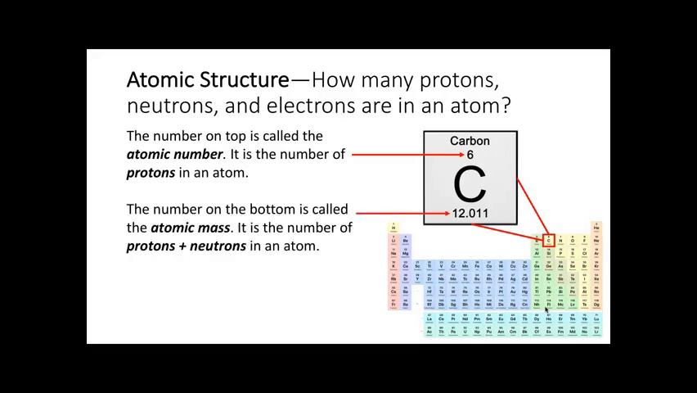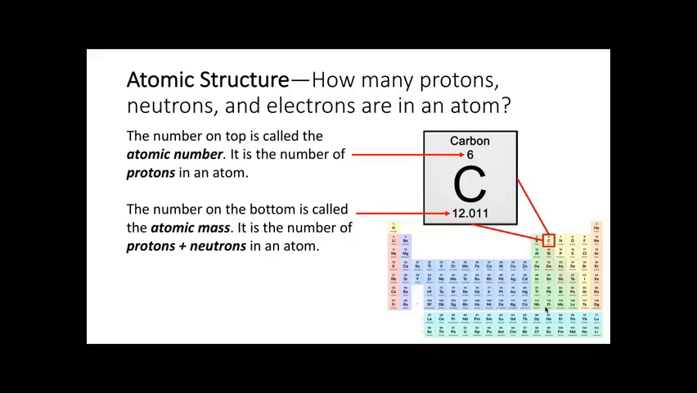The bottom number, on the other hand, is usually going to have a decimal place, but we're going to round it to the nearest whole number. It's usually pretty close, usually only off by 0.1 or less, so it's pretty easy to round. For carbon, it's 12.011. We're going to round it to 12. That number 12 is the atomic mass. The atomic mass is the number of protons plus neutrons in an atom.